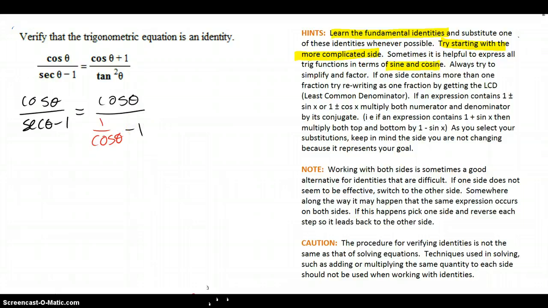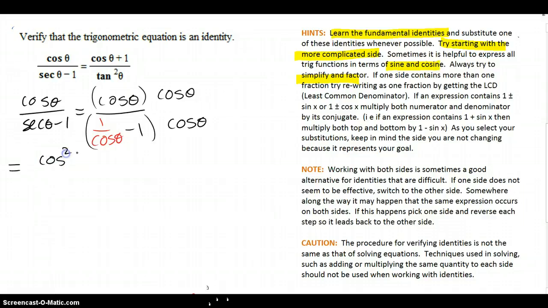Always try to simplify. Next line, simplify and factor. So I'm going to go ahead and do that. I never like double fractions, so just like I did up there, I'm going to multiply top and bottom by cosine of theta. So what would we have if we did that? Let's do it down here. We'd have cosine squared of theta on the numerator. The denominator, there's a distributive property, that would be 1 minus cosine of theta. Doesn't look like it's helped me.